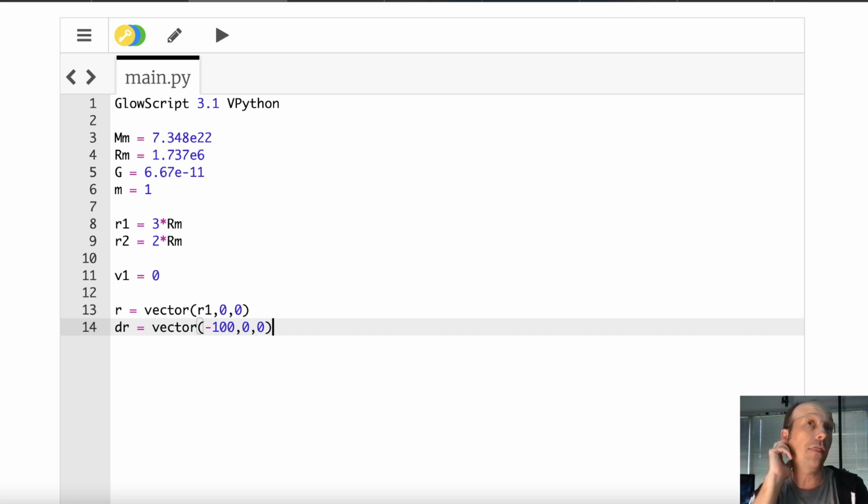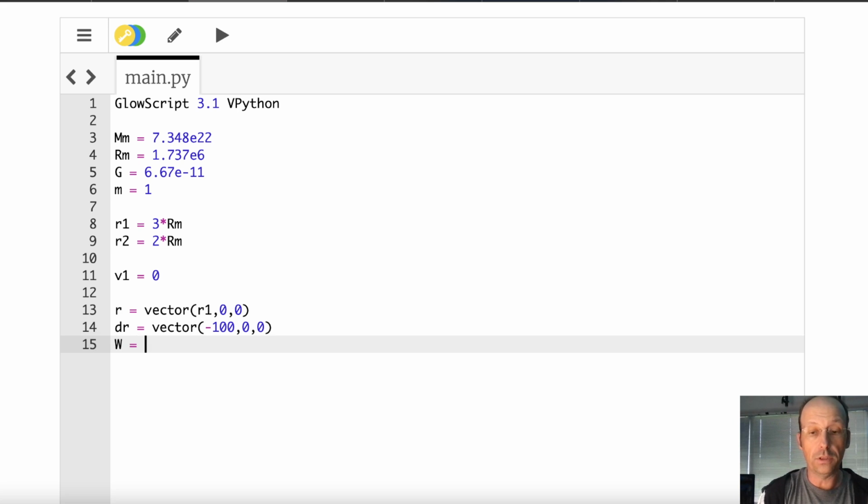Now, I do need one other thing. I'm going to go through a loop, and in each of these steps, I'm going to calculate the work delta W. But then I need the total work, so I need to add it to something. So I need to start with something. So I'm going to start with this. Work equals 0. So now when I calculate it, I can add it in there.